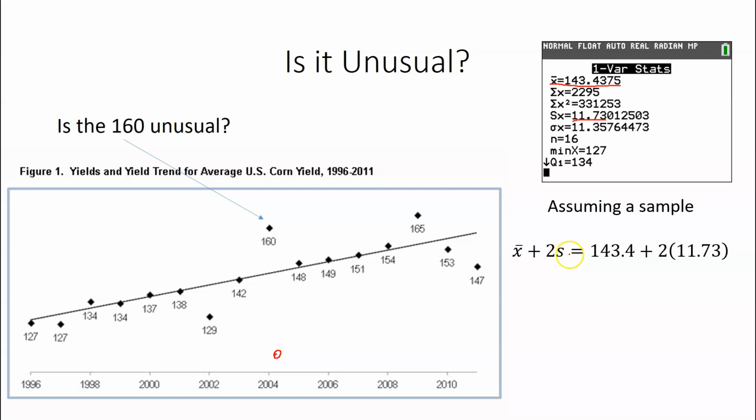So I'm going to double the 11.73. After that, I'm going to add it to the mean. When I get that, I get 166.8. So is the 160 unusual? I would say no, because 166 would be farther away. And it's not considered unusual.